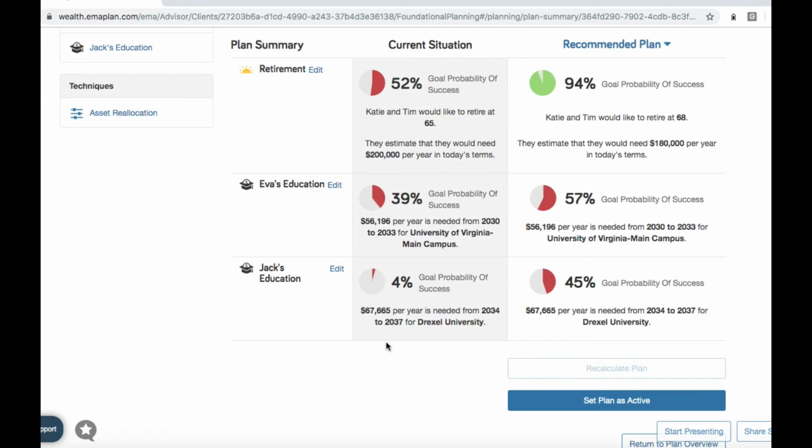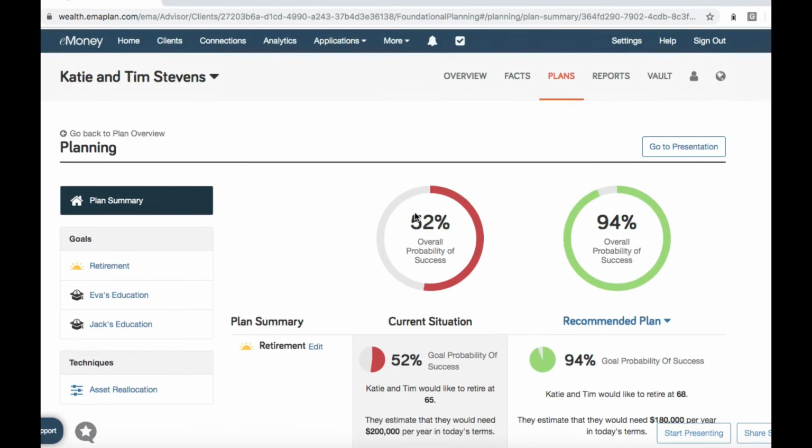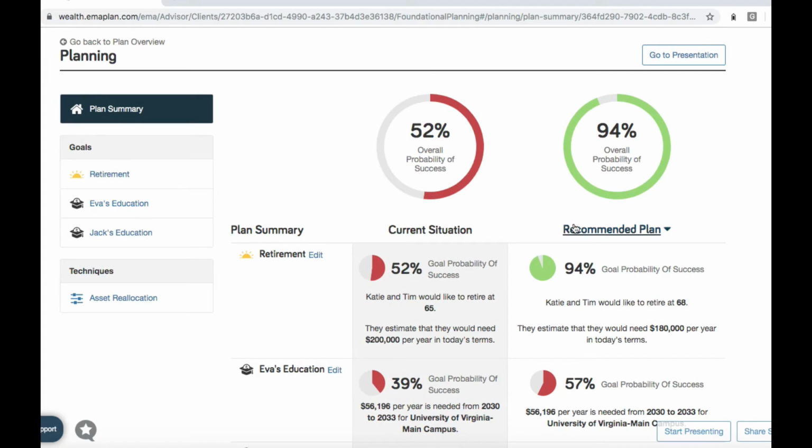Now, Jack is $67,000 a year. He wants to go to Drexel, or his parents at this point are saying he's going to Drexel. And so you can change that as well. So this is kind of where you play with the numbers. If you look at this column here, this 52%, that is the current situation. If you look at the recommended plan, that's where you can tweak and change. And let's say that Katie and Tim wanted to retire at 60 and they only needed $100,000 a year. That would change the numbers dramatically.